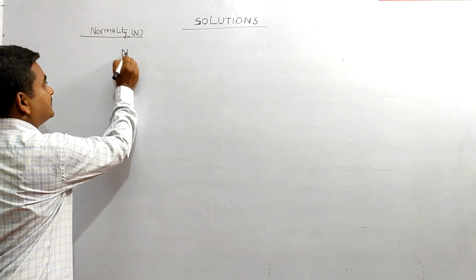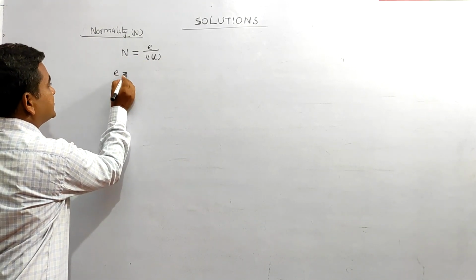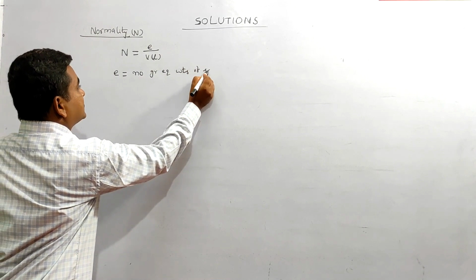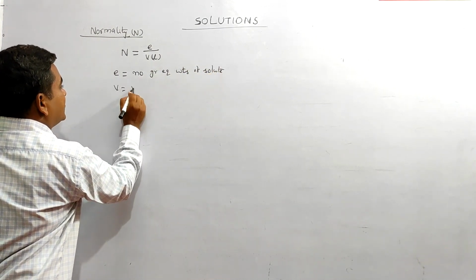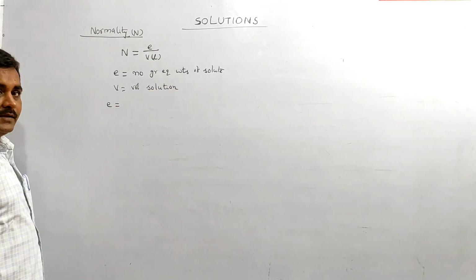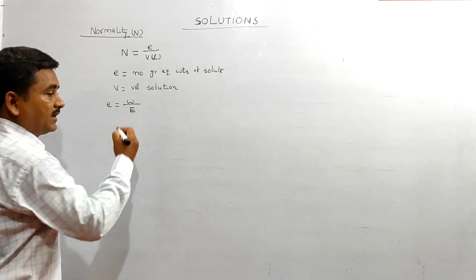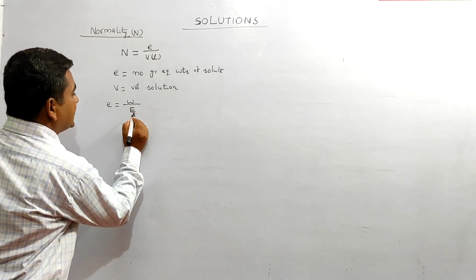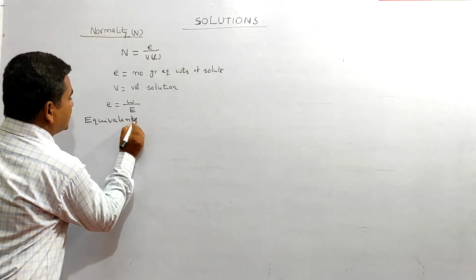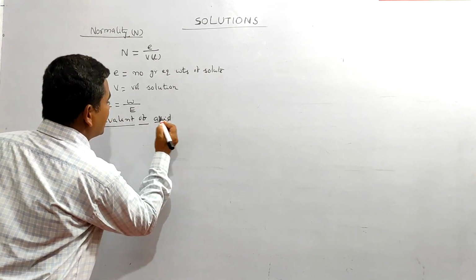We discuss normality. N is equal to E by V in liters. E is number of gram equivalent weights of solute. V is volume of solution. How to find E? This can be found by weight by equivalent weight. This is weight of solute, equivalent weight of solute. How to find equivalent weight? You can find equivalent weight of acid from this formula.